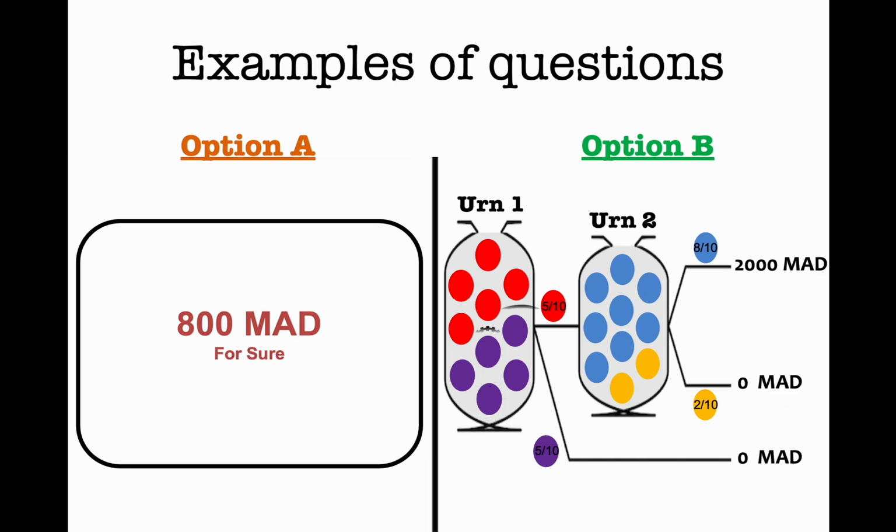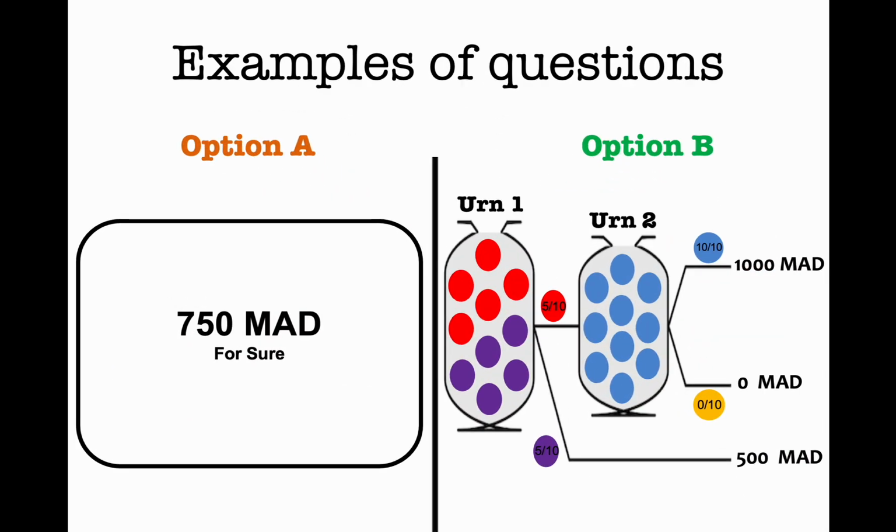Else if a red ball is randomly drawn, you will go to the next stage to draw a ball from urn number 2. In this urn, you have 8 blue balls and 2 yellow balls. If a yellow ball is randomly drawn, you will receive 0 dirham. Else if a blue ball is randomly drawn, you will receive 2000 dirhams. In this question, A offers a certain gain, while B offers an uncertain gain. The gains of A and B are immediate. In the survey you will have to indicate if you prefer option A, or if you prefer option B.